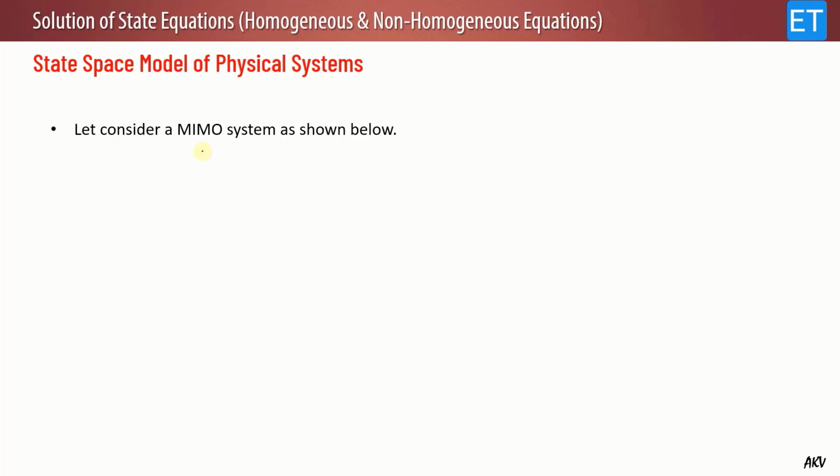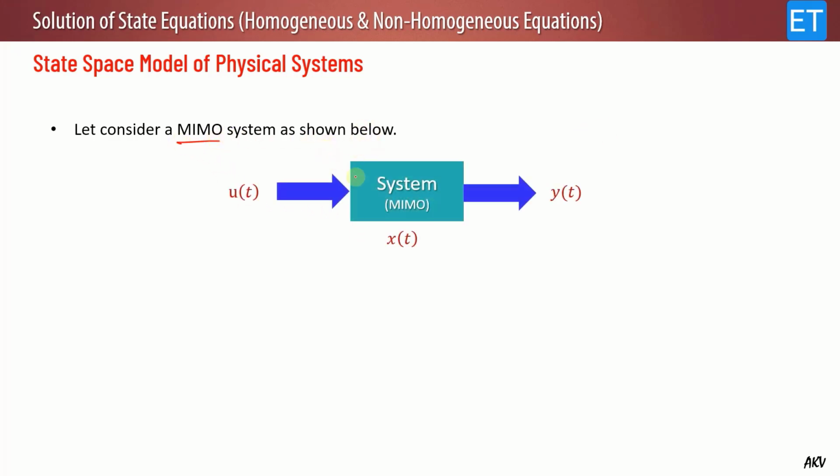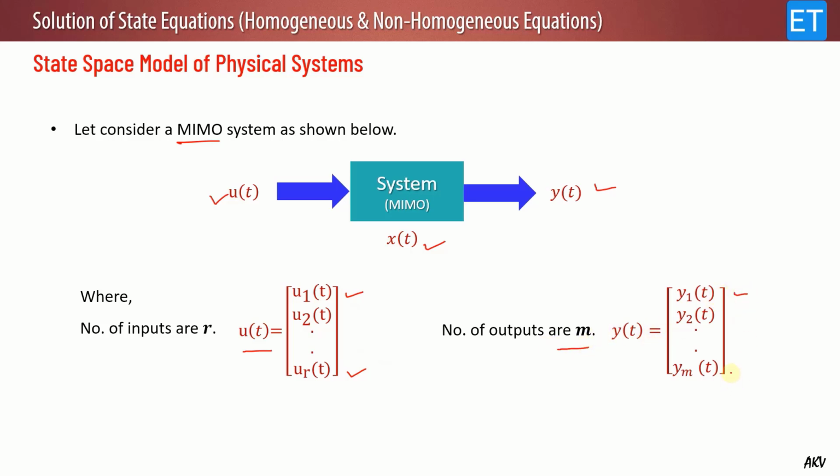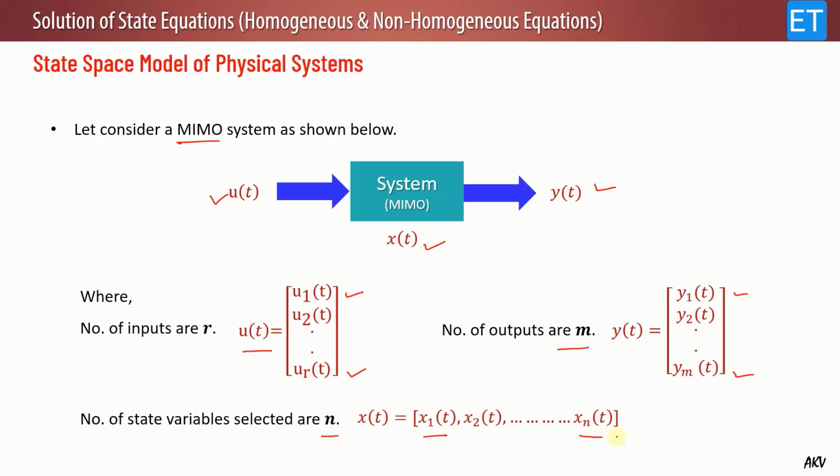So let us consider a multi-input, multi-output system as shown below. u(t) is the input, y(t) is the corresponding output, and x(t) are the state variables chosen for this system. Since it is a MIMO system, u(t) is not a single input; there are a total of r inputs from u1 to ur. Similarly, we have m outputs from y1 to ym, and the system is well represented by n selected state variables from x1 to xn.